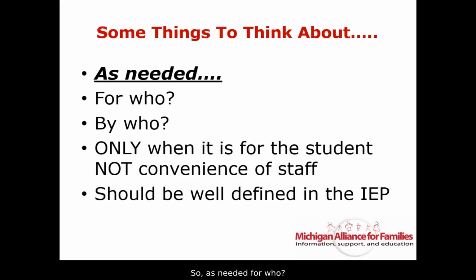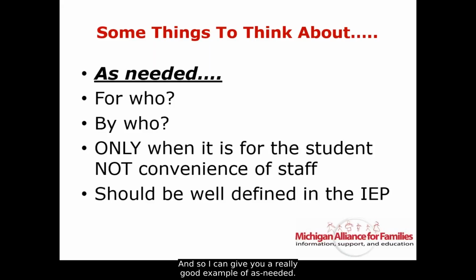So "as needed" for who? "As needed" should always be for the student. The student, for who, and then by who. So as needed to see the social worker, as needed for behavior monitoring. What does that look like, that "as needed"? "As needed" should only be written when it is for the student and not for the convenience of the staff. So we need to be able to define the child's needs, and the reason we're saying "as needed" is for the student, not because the social worker is only there once a week. And it should be well defined in the IEP.